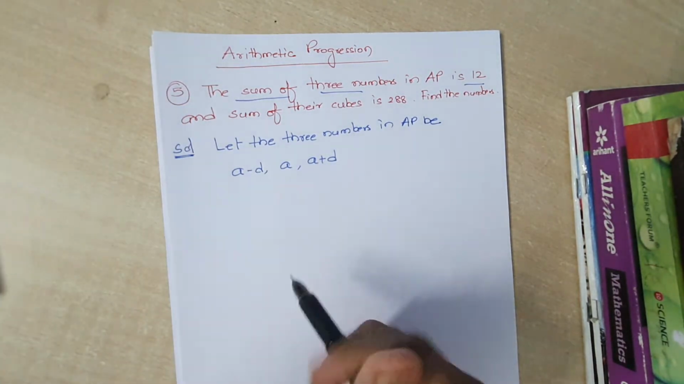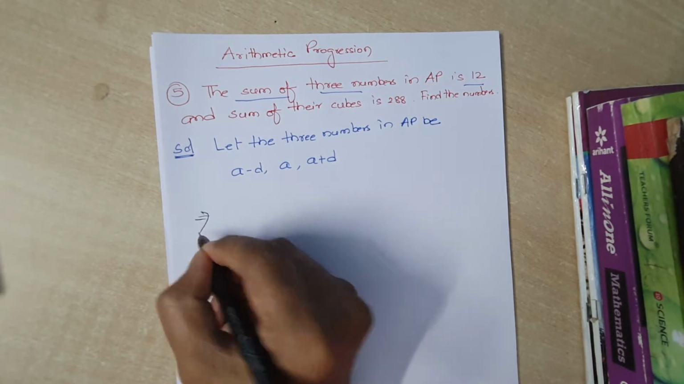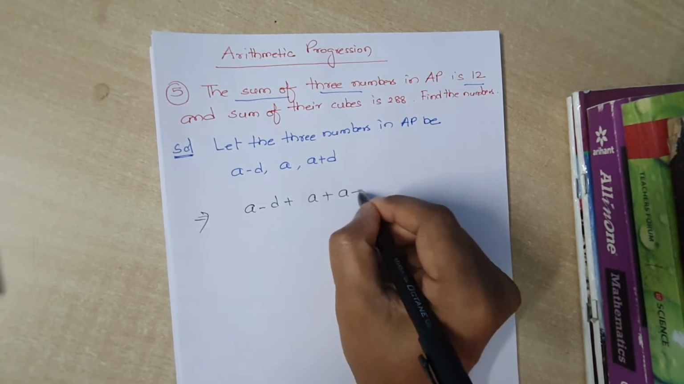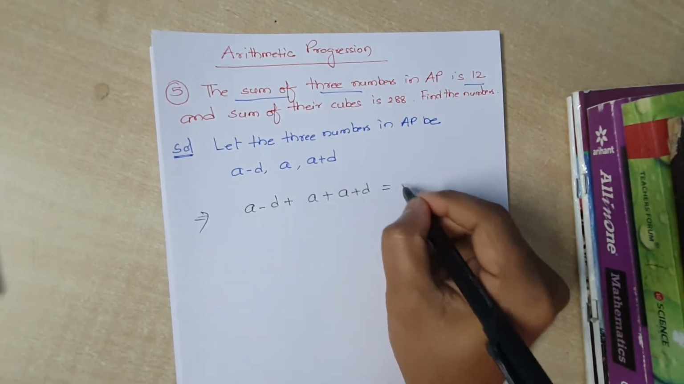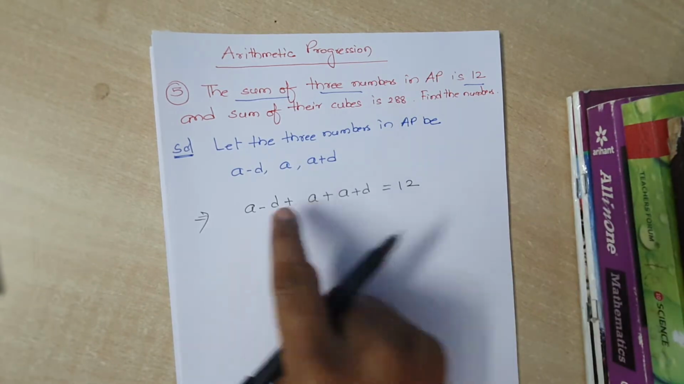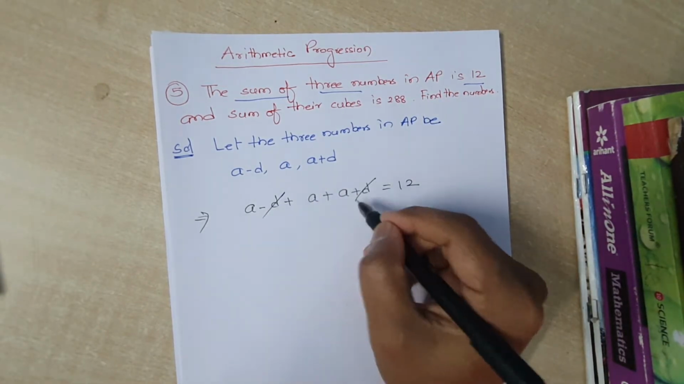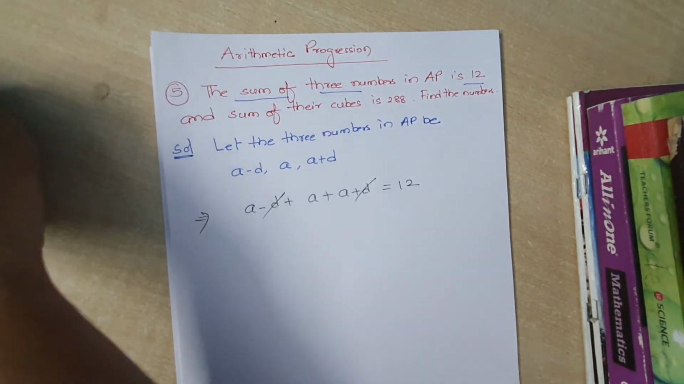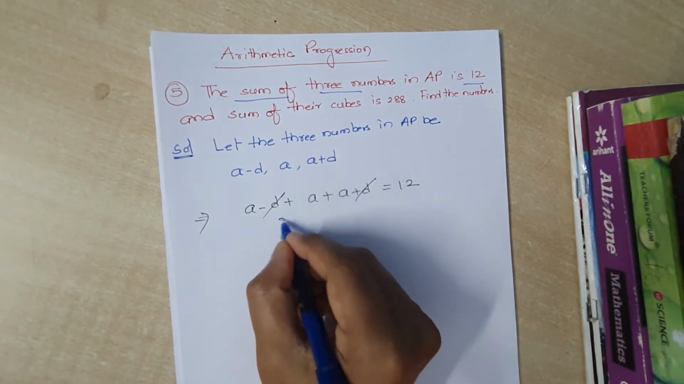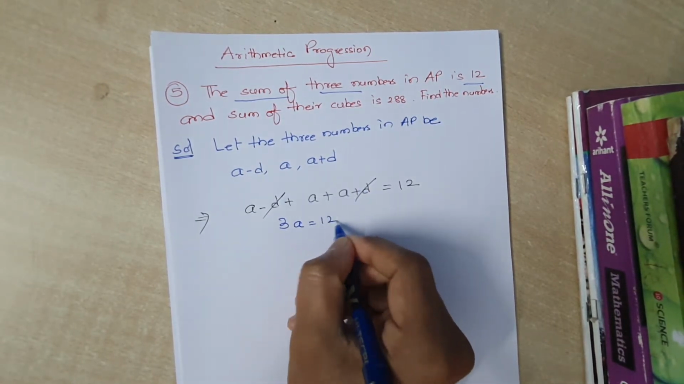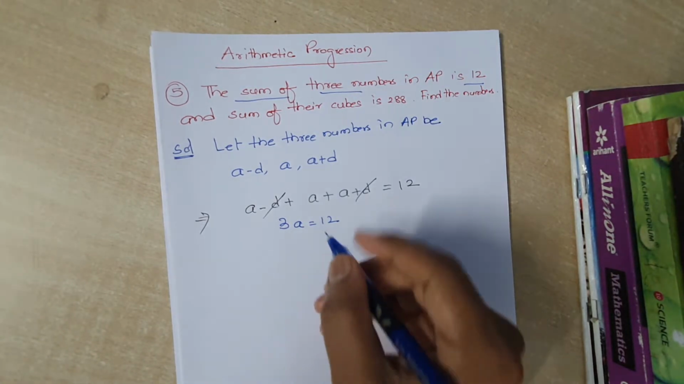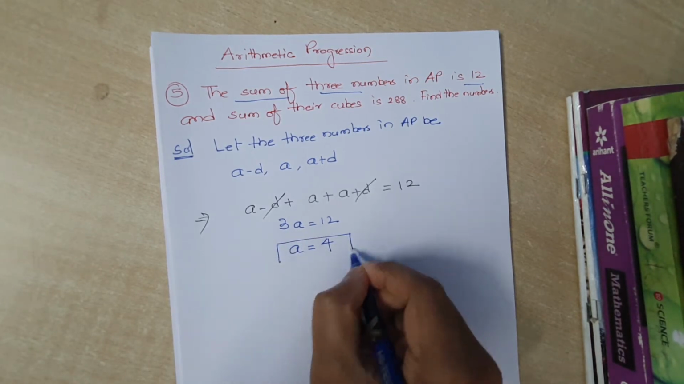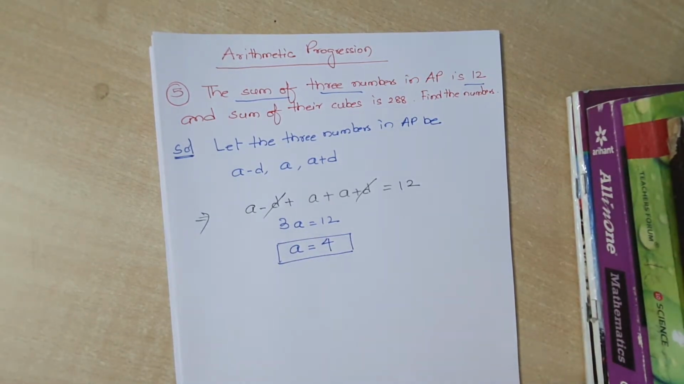So according to the question, A minus D plus A plus D gives us what? 12. Minus D plus D will get cancelled because it's 0. Now A plus A plus A is 3A. 3A is equal to 12. So A is equal to 4 because 12 by 3. So that implies A is equal to 4. We got the value of A.